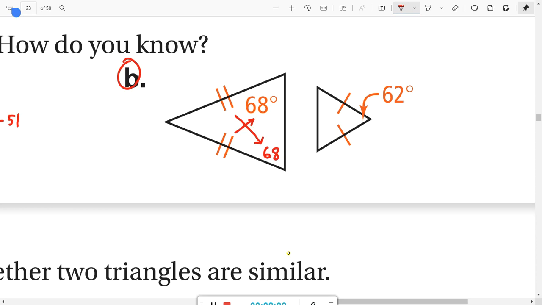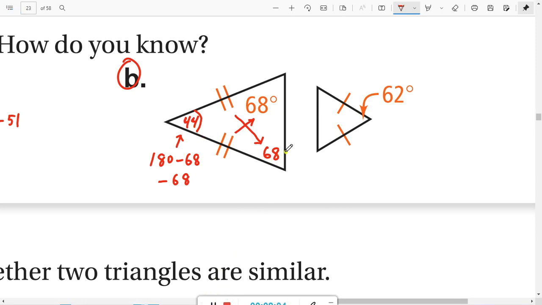All right, and it looks like we need our third angle here. So this one here, that's just going to be 180 minus these two. Okay, so it's minus 68 and minus 68. All right, so 68 and 68, that's 136. 180 minus 136 is going to be 44.